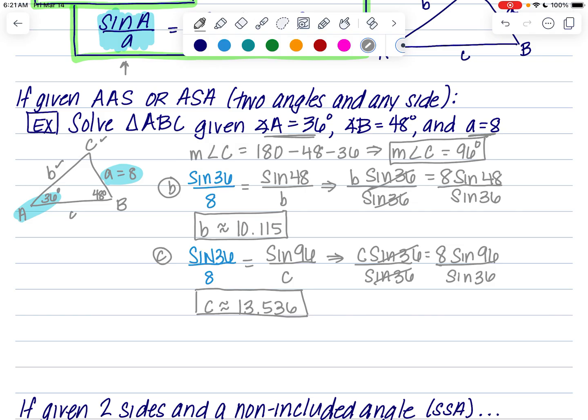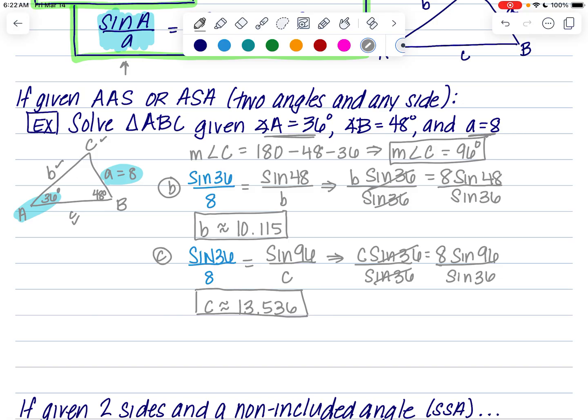Okay, so now you have everything. You have all of the missing pieces of your triangle. Yay, everything looks good. Okay, we've solved that triangle. So anytime you're given 2 angles and a side, doesn't matter which side, you find the third angle using the triangle angle sum theorem, knowing that all 3 angles of a triangle add up to 180. So if you know 2 of them, you know the third.